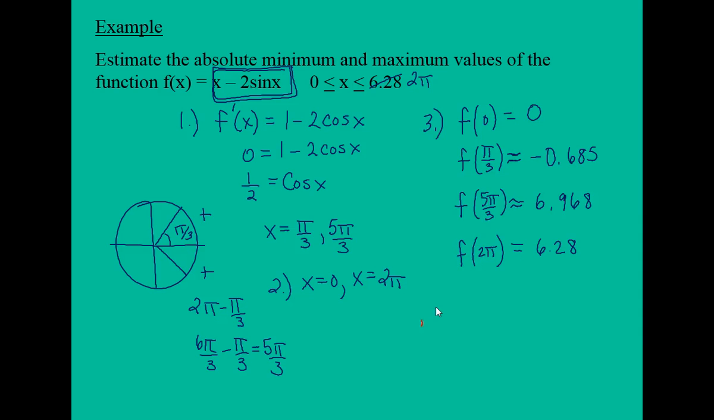Now we're going to look for the greatest value, and that occurs here. So that is going to be our, I'm going to have to abbreviate, don't have enough room, absolute maximum. And then we're going to look for the smallest value, which occurs here, which is our absolute minimum value.